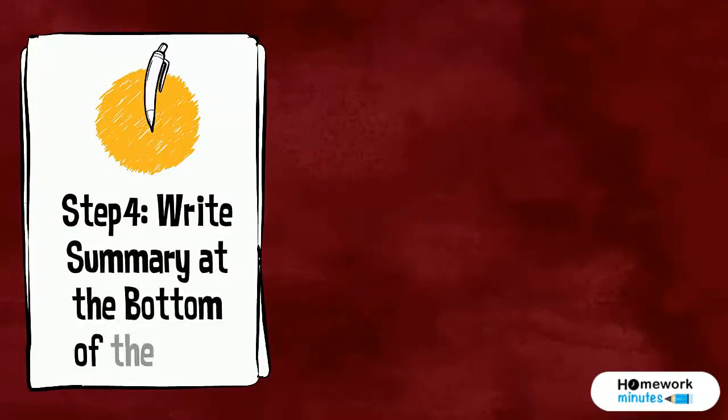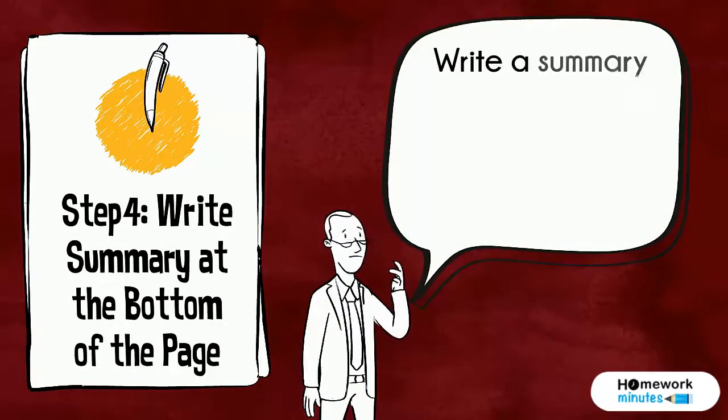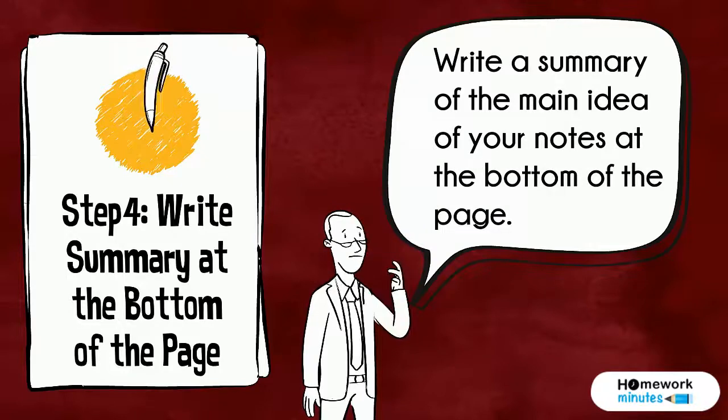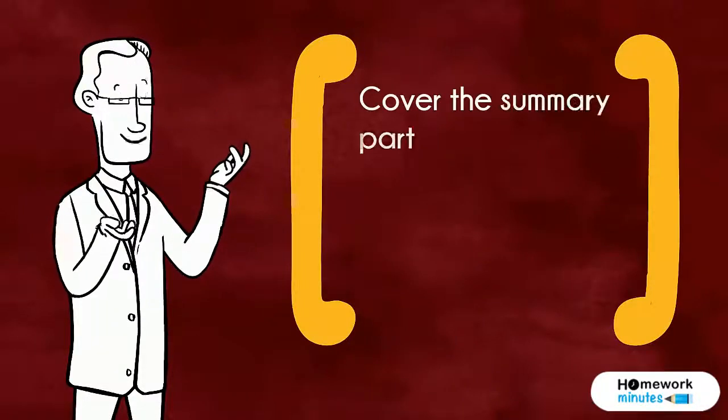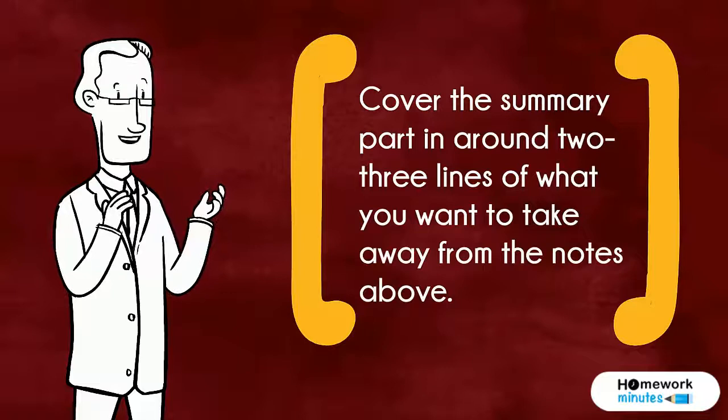Step 4. Write summary at the bottom of the page. Write a summary of the main idea of your notes at the bottom of the page. Cover the summary part in around 2-3 lines of what you want to take away from the notes above.